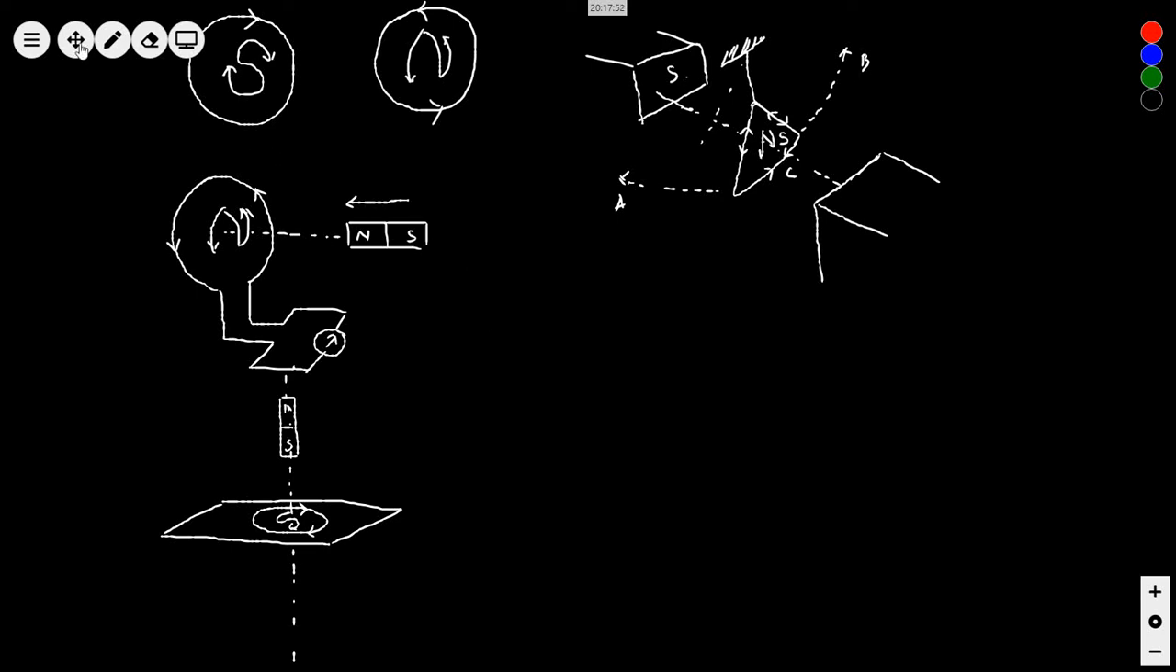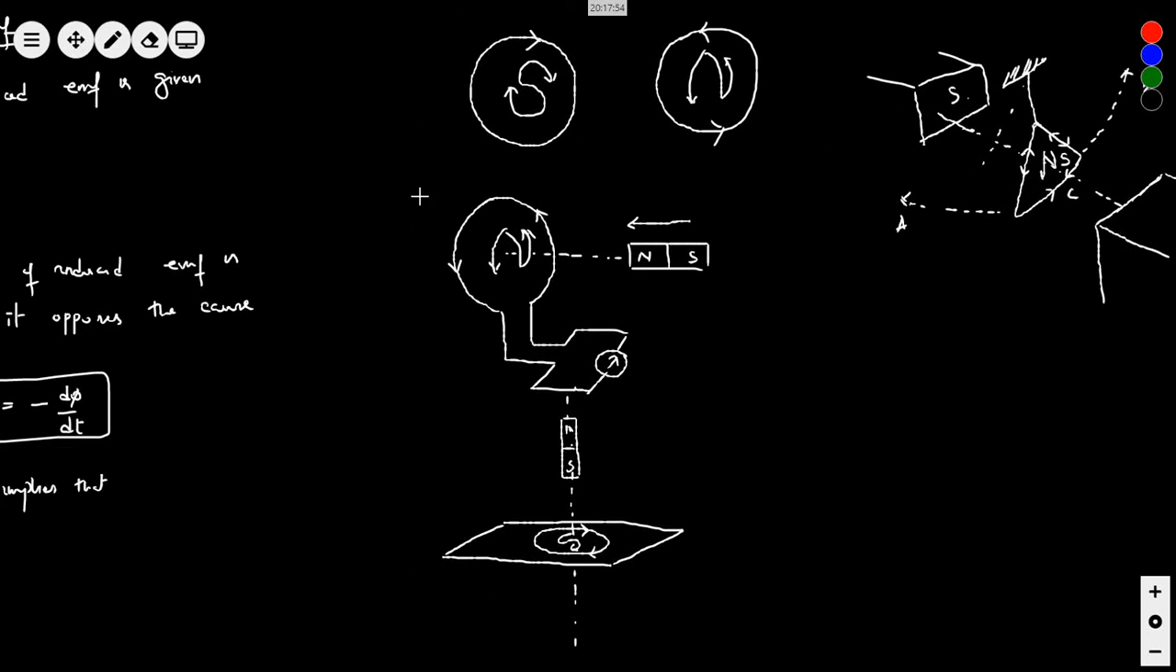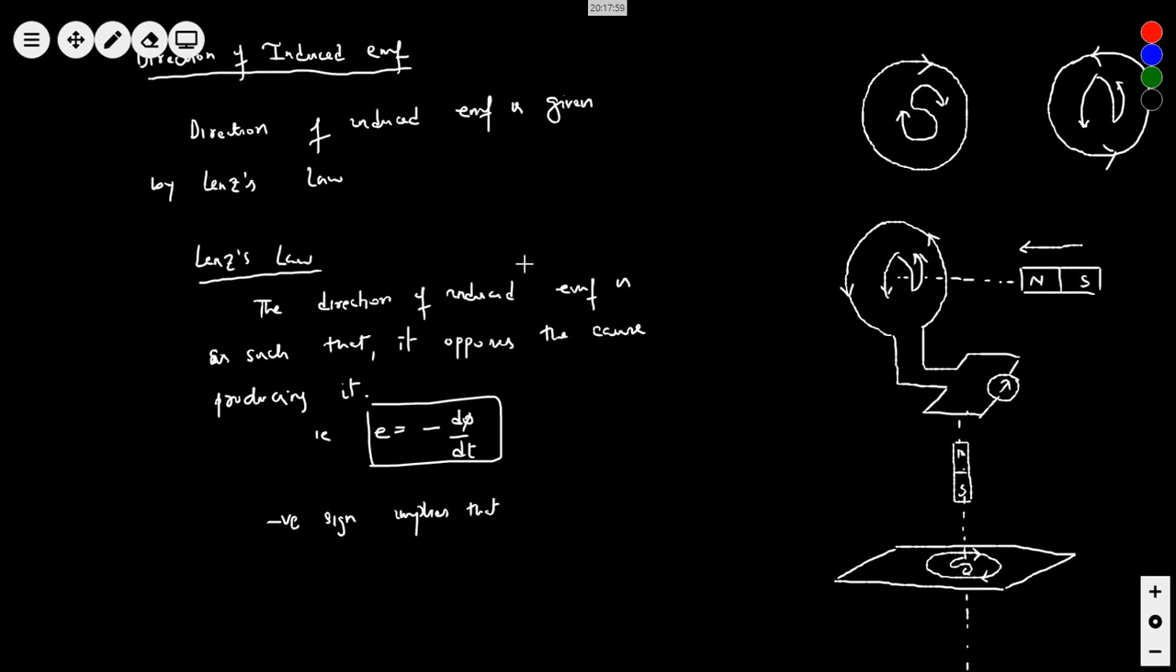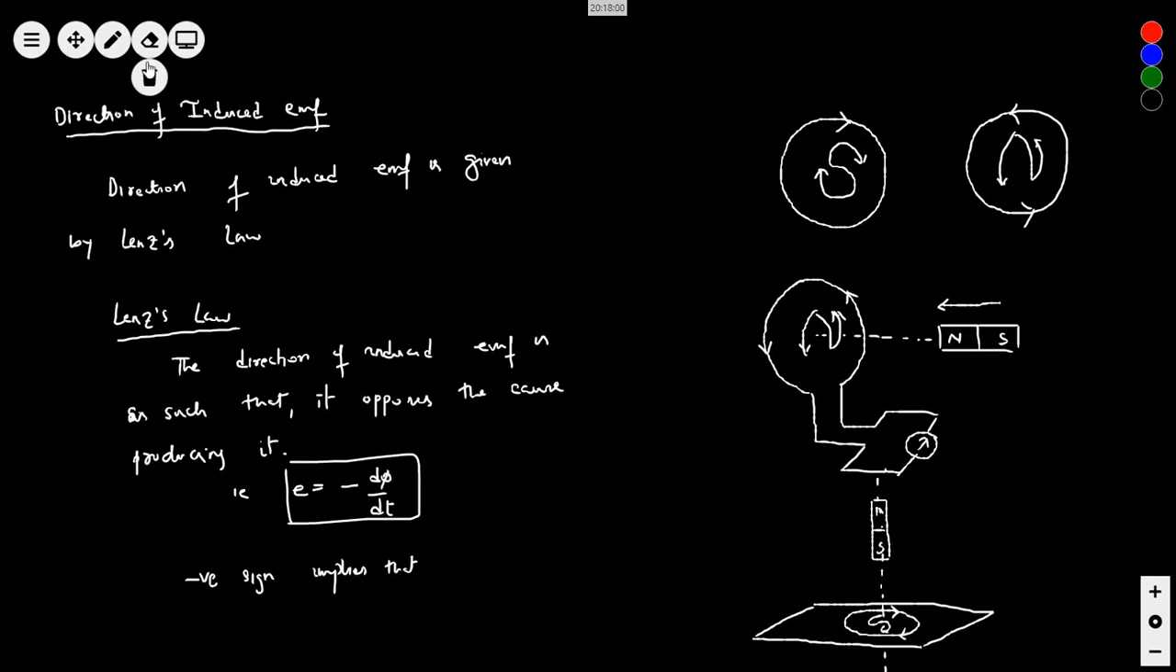Gradually we will come to all this. So this is how we do electromagnetic induction and Lenz's law. Let us find out the magnitude. How do you find out the magnitude?